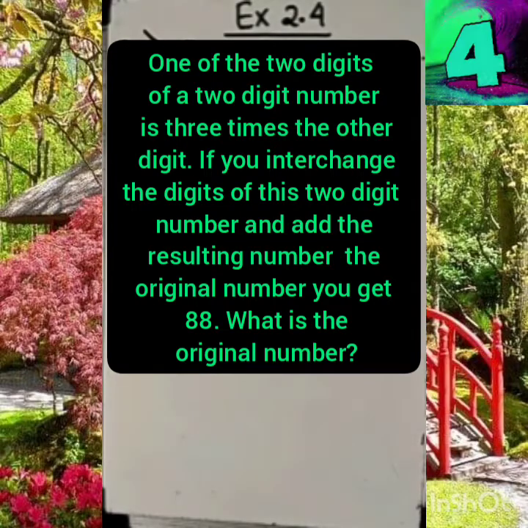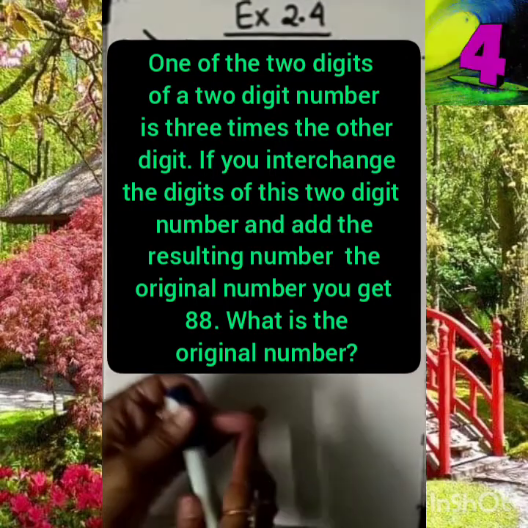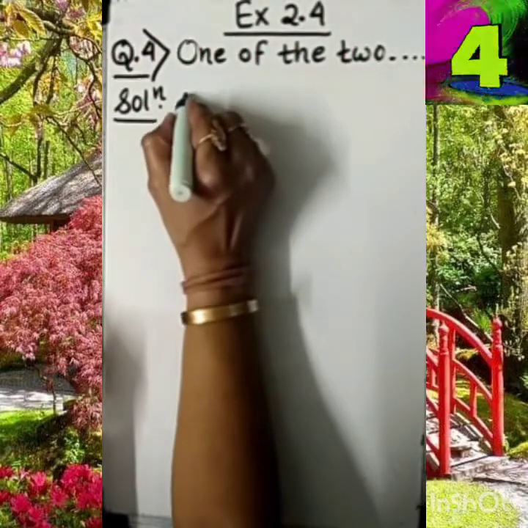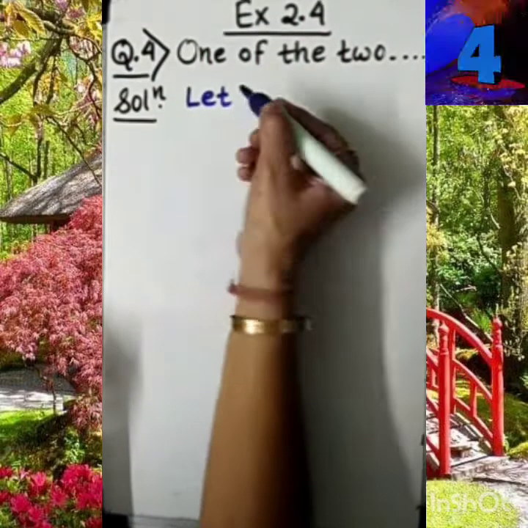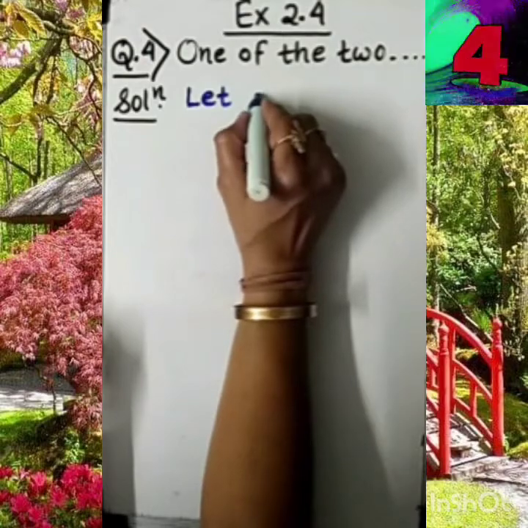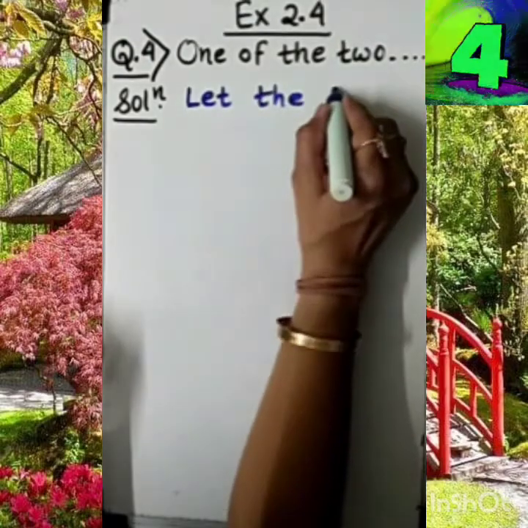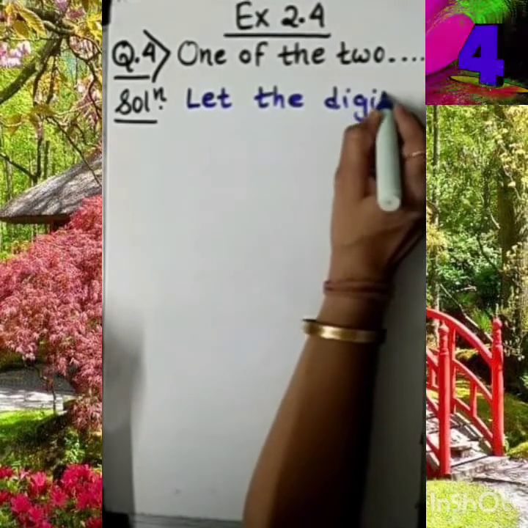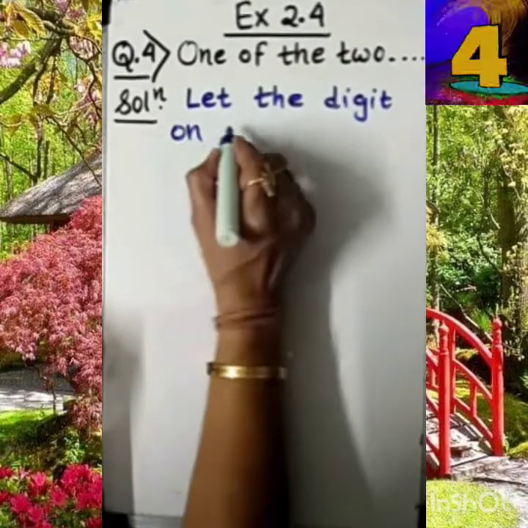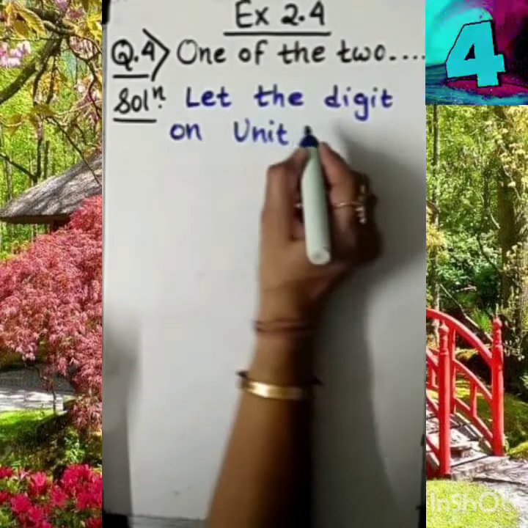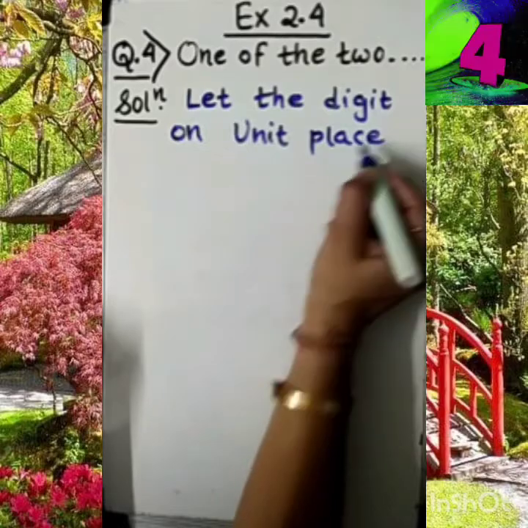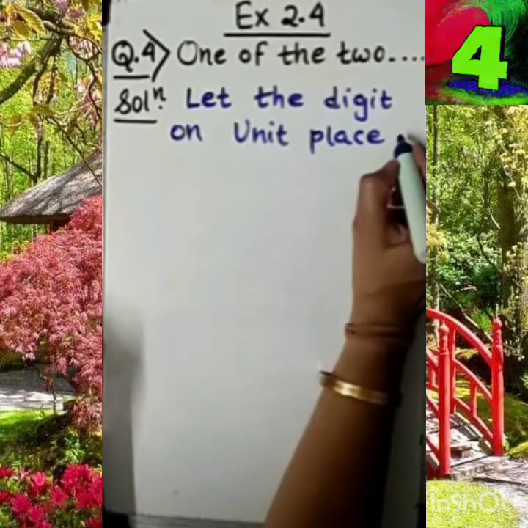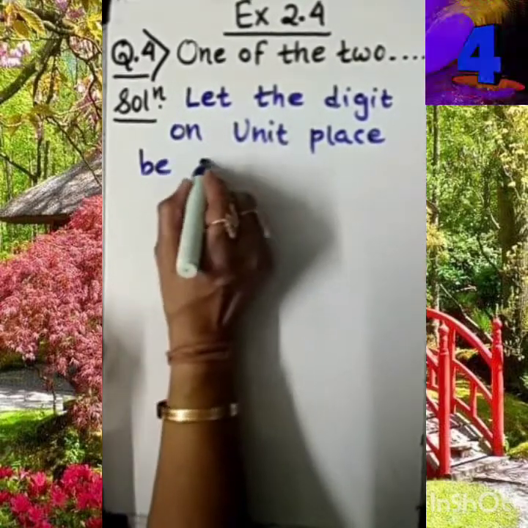Let's try to understand what we are given in the beginning. As you know, the number is a two-digit number. So suppose we let the digit on the unit place be x. We are considering the digit on the unit place as x.